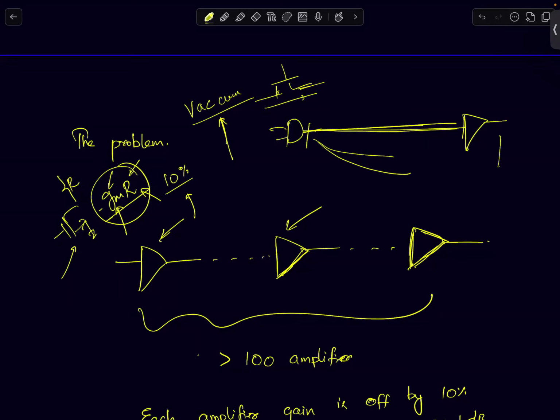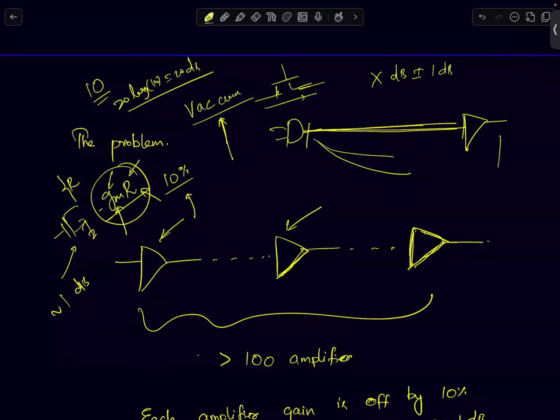Since you're used to talking in terms of decibels, whenever we mention gain, we usually express it in terms of decibels. For example, a gain of 10 can be written as 20 log 10, which is 20 decibels. So I'll express everything in terms of decibels. A 10% variation is approximately 0.8 dB, so I can say approximately 1 dB variation. Which means if I'm designing an amplifier for a gain of some X decibels, you can expect plus or minus 1 dB off.